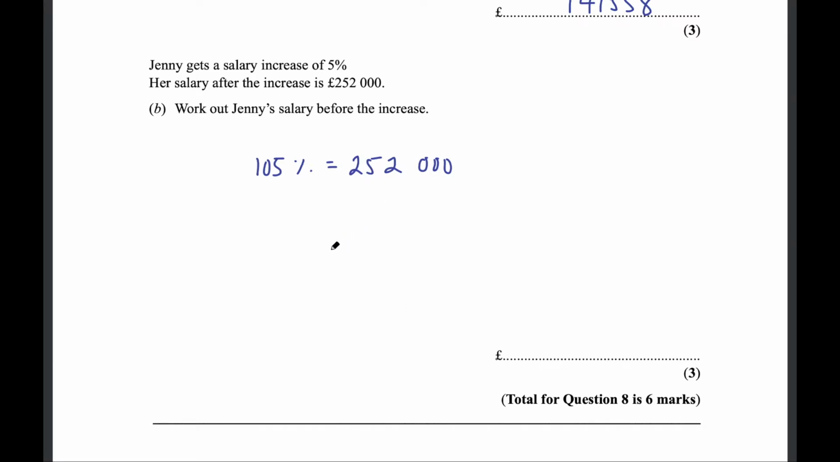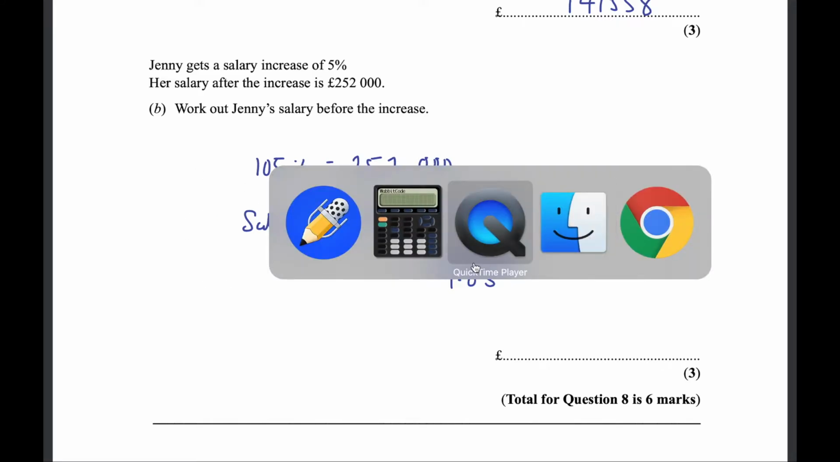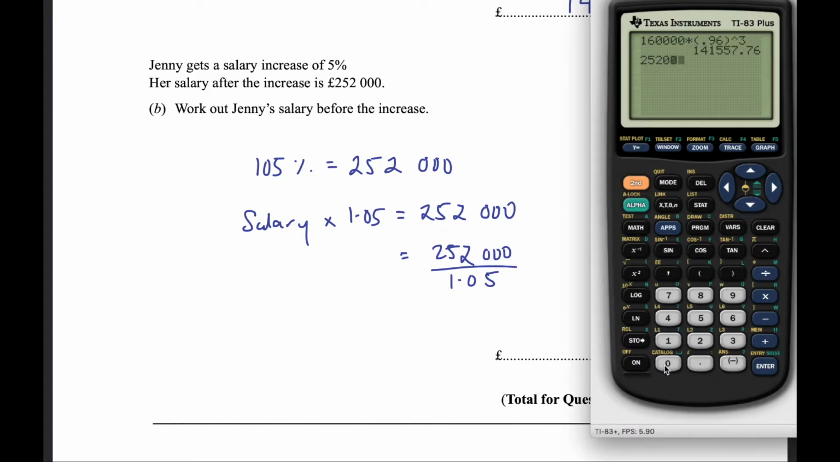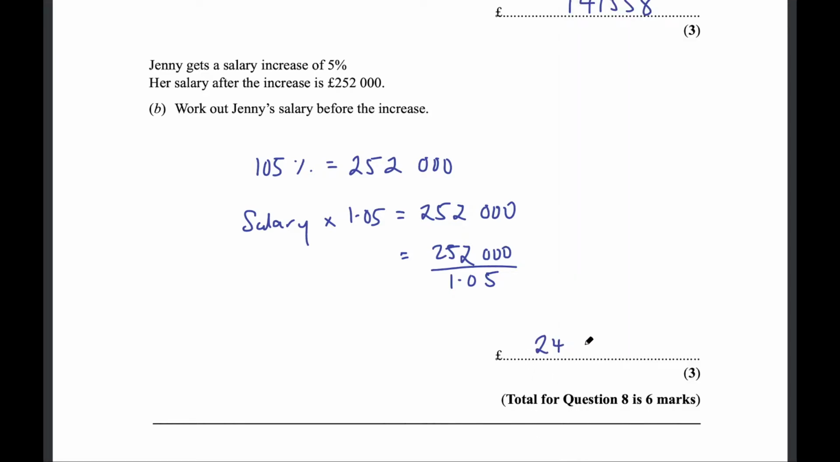And then if I want the original salary, we're saying that the original salary multiplied by 1.05, using that idea of that multiplier, is going to be 252,000. So that original salary is 252,000 divided by 1.05, and that's going to give you the original earnings. Put that into a calculator, 252,000 divided by 1.05, 240,000, nice even number there. Okay, so that idea of that multiplier for percentage questions in calculator papers, I think, is important. That was question 8 for a total of 6 marks.